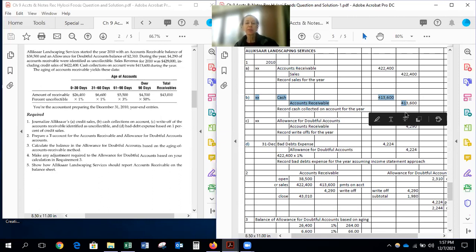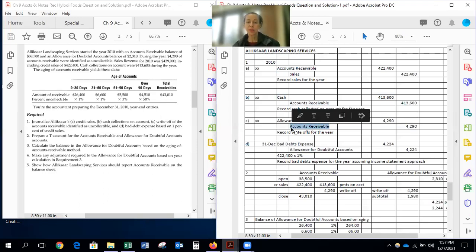C, it says write off. Record the write-offs. That's the $4,290. So we have a standard journal entry for that. We take them out of accounts receivable. So we're going to credit accounts receivable. And we also take them out of the allowance for doubtful accounts. So we're going to reduce the allowance for doubtful accounts, $4,290.